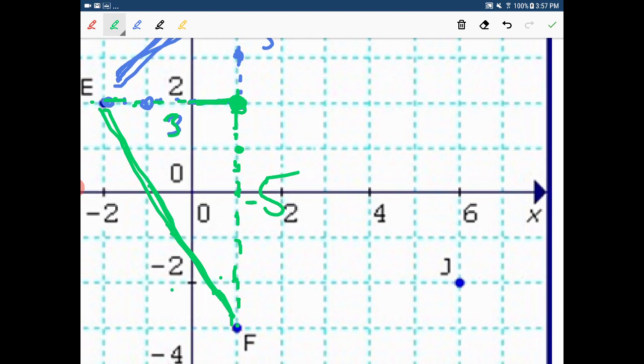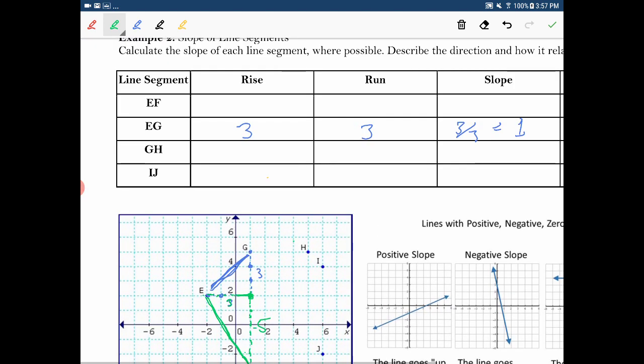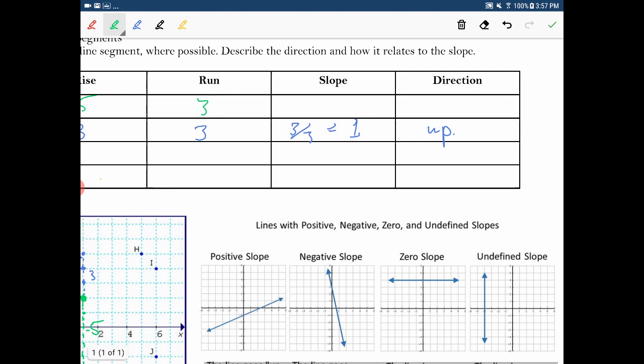Okay, that's a -5. So our rise is -5. Our run is still 3. So we're left with a slope of -5 over 3.